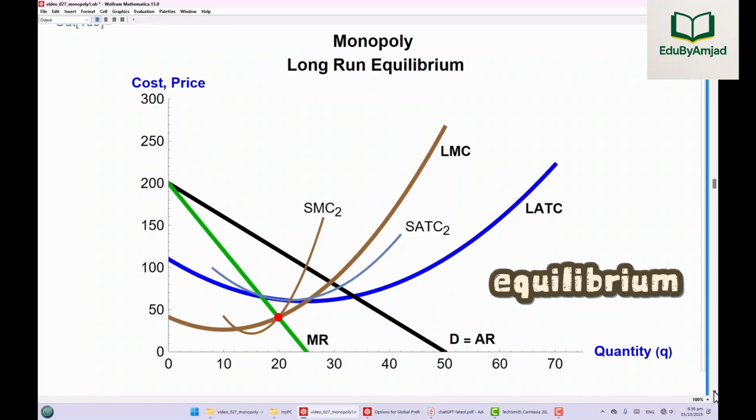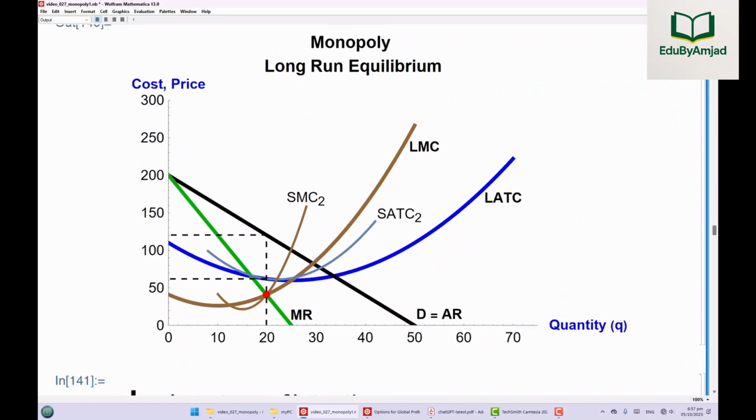Notice that at the equilibrium point, marked by the red dot, the long-run marginal cost equals marginal revenue, and both are also equal to the cost given by the short-run marginal cost function of the second plant. In the long run, therefore, the monopolist produces 19.89 units and charges a unit price of 120.46.